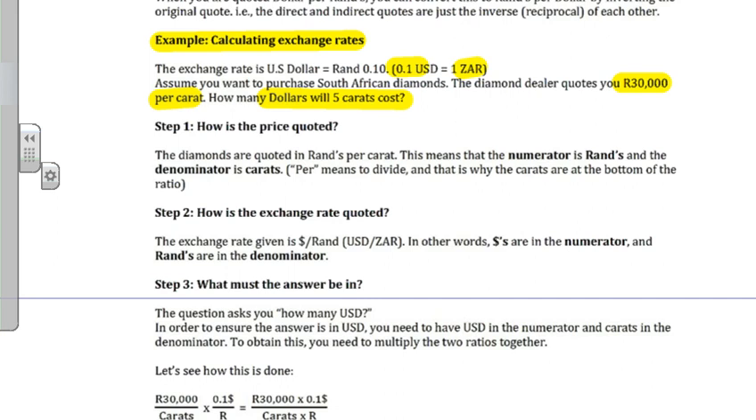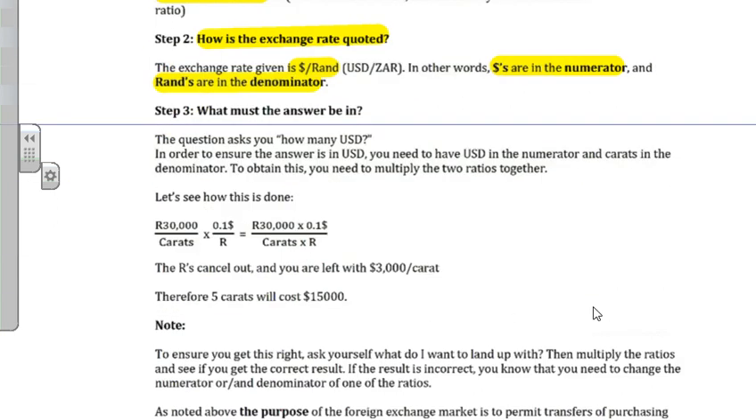So first and foremost, just to note, the diamonds are quoted in rands per carat. In other words, the numerator is rands. The denominator then is carats. We know all of this already. How is the exchange rate then quoted? It's given in dollars to rand. In other words, dollars are the numerator, rands are the denominator. And look what the question asked me. The question said to you, how many dollars do you need? So look what we do.